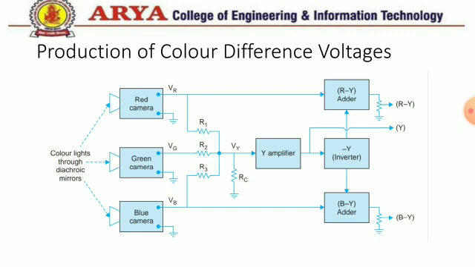Note that Y is equal to 0.3R plus 0.59G plus 0.11B, and the color difference R minus Y is equal to 0.7R minus 0.59G minus 0.11B, and B minus Y is equal to 0.89B minus 0.59G minus 0.3R.